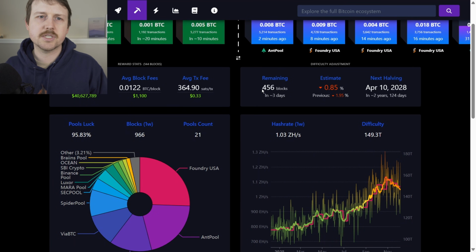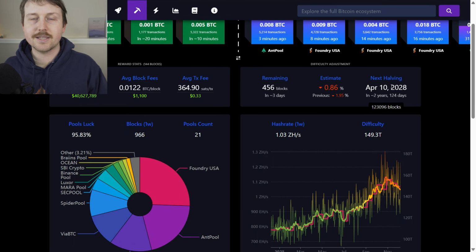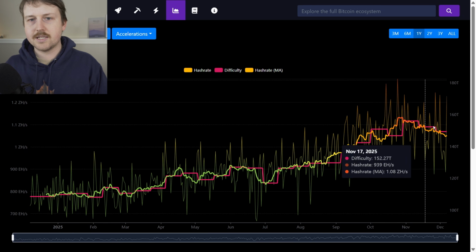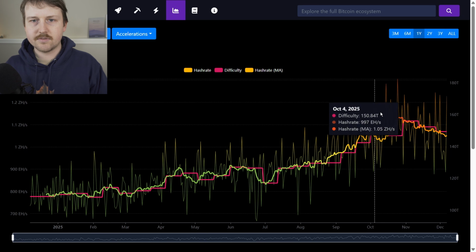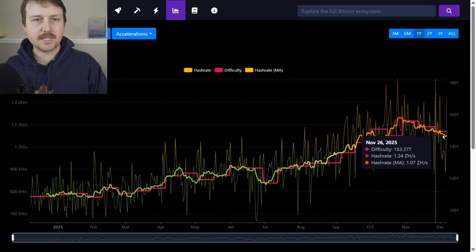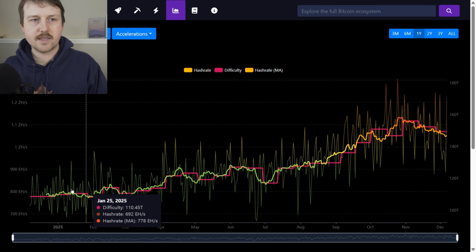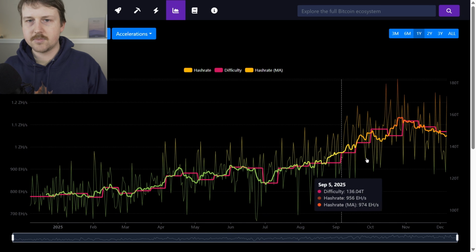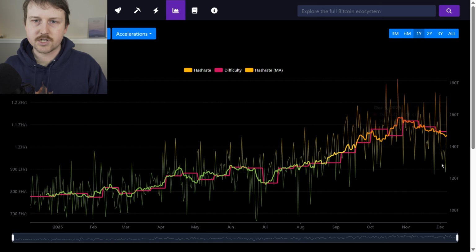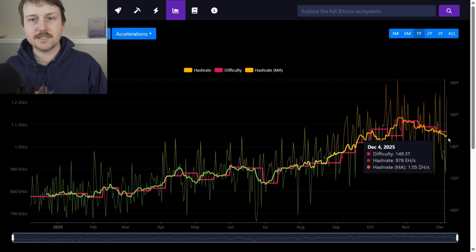We can see some information like 456 blocks until the next difficulty adjustment. The estimated amount of blocks is 123,096 blocks until the next halving, which happens in 2028. And we can take a look at the hash rate. This is the difficulty level here in purple, and we can see it's been coming down a little bit. The hash rate moving average over time, so this is that line here, and it smooths out some of the volatility day to day with the hash rate. And we can see there's been a slight decline.